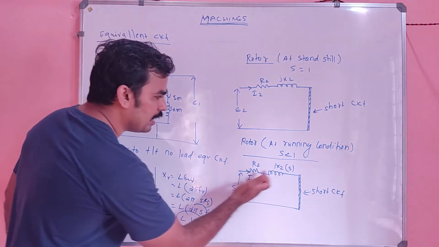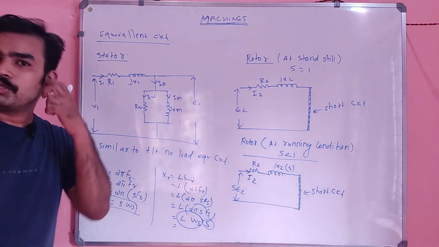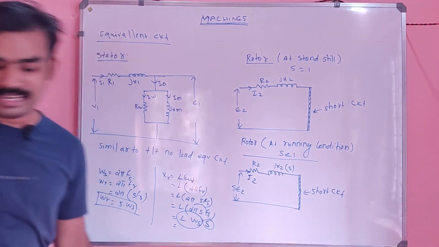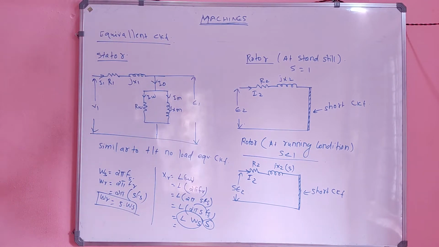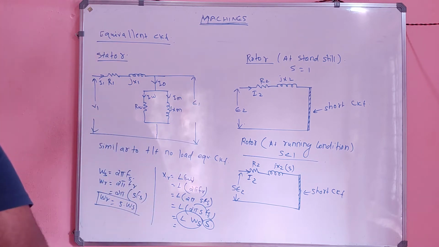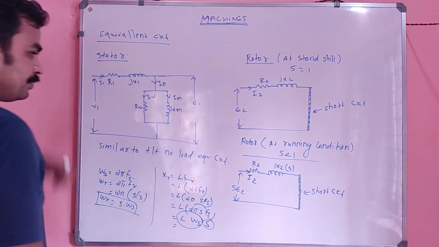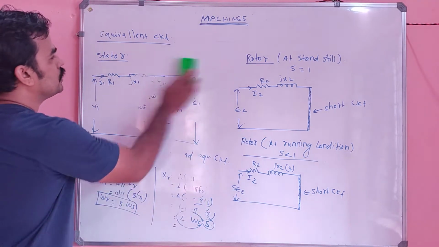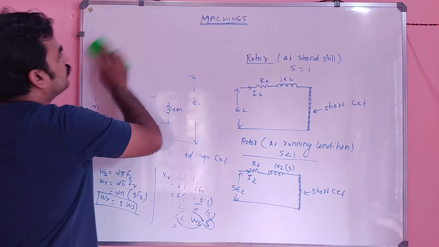Because on the rotor side there is only R2 and jX2. In the transformer also, in the secondary winding there is only R2 and jX2, right? In a similar manner, here also it is simply R2 and jX2, my dears. Is it clear, my dears? Okay. So this is the equivalent circuit.